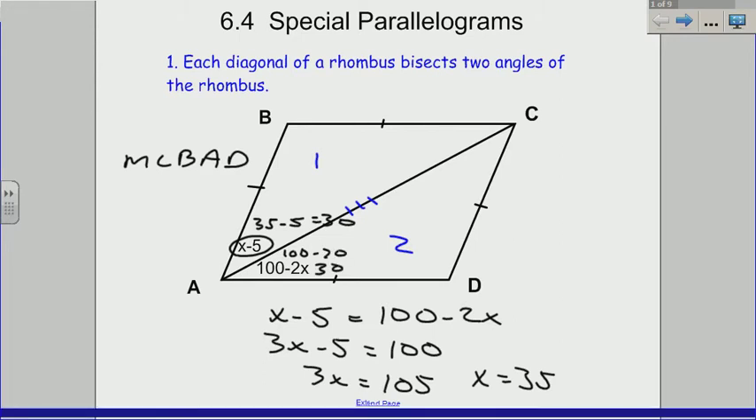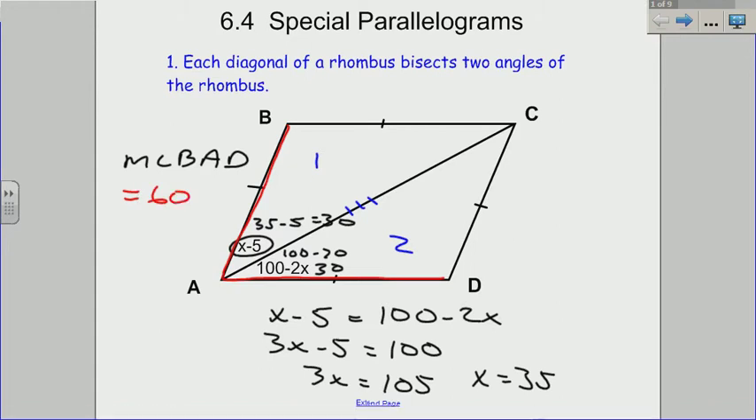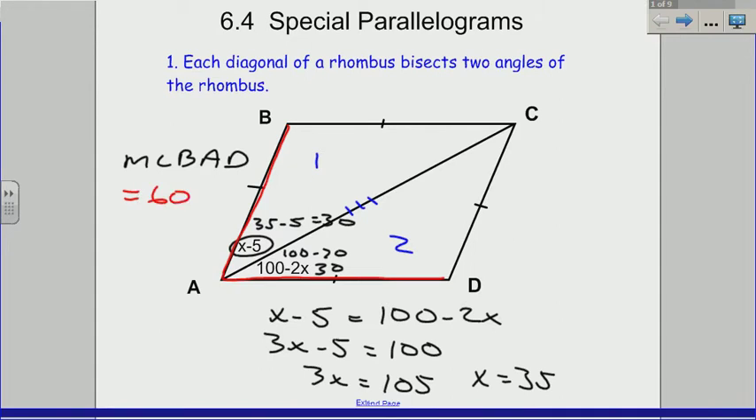The two angles were bisected. They're both 30 degrees. I'm looking for the measure of angle BAD, which is the larger angle. The angle addition postulate says I can add the 30 and the 30, and the measure of angle BAD is 60 degrees. The first property of the rhombus that we wanted to look at: each diagonal of a rhombus bisects two angles of the rhombus.